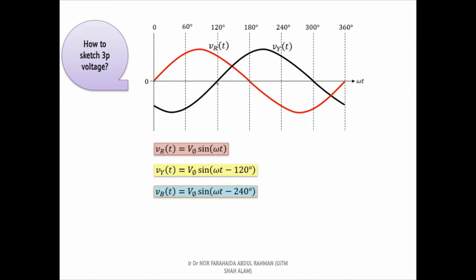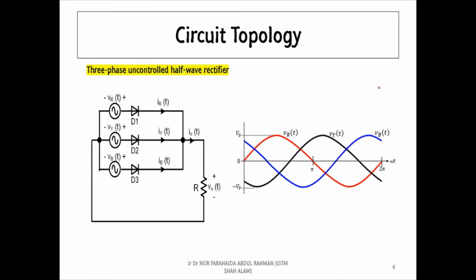Lastly, we will sketch the blue voltage, and according to the equation, the starting time for this waveform should be at omega t equal to 240 degrees. Now, we have a complete voltage waveforms for the three-phase system.